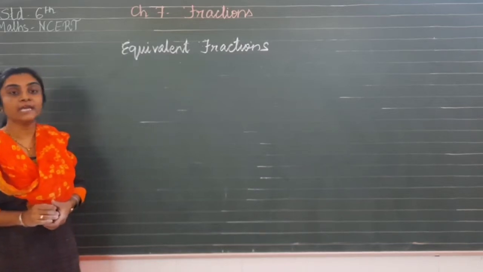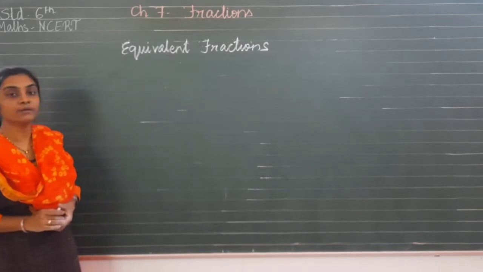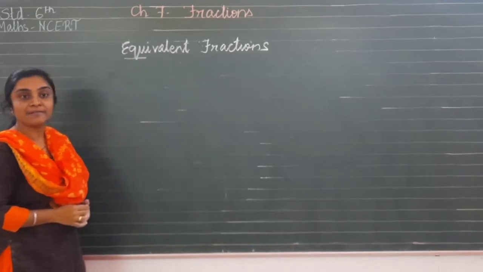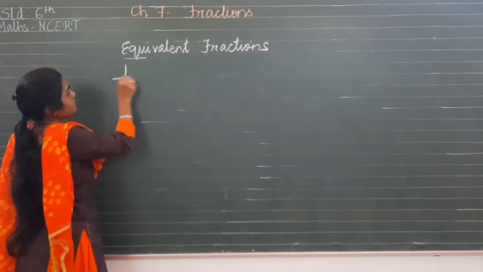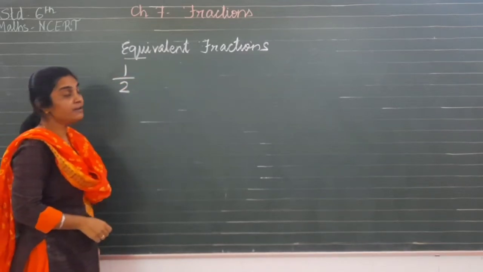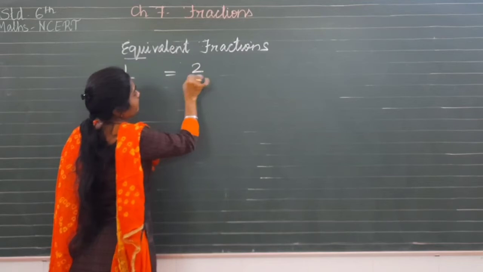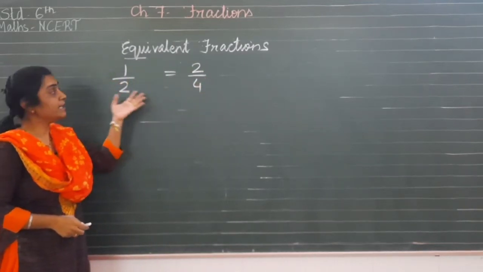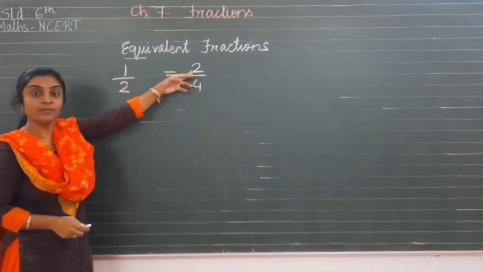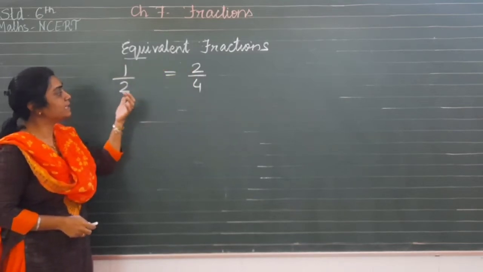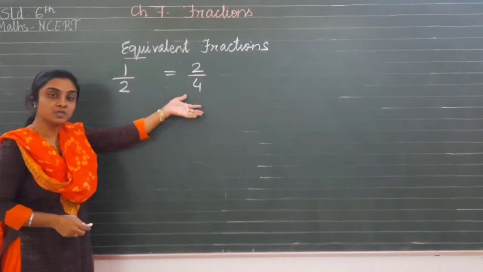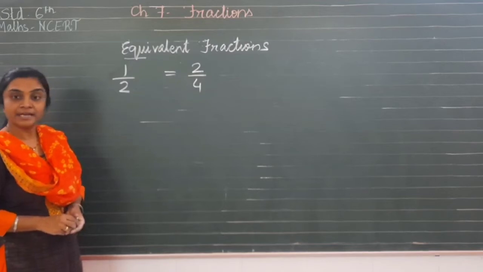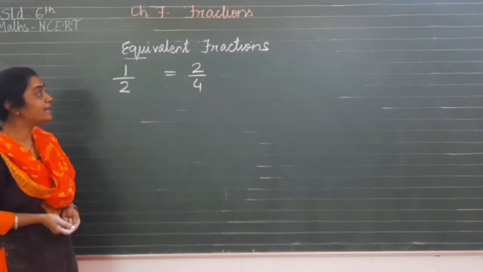Now let us see equivalent fractions. What is the meaning of equivalent fraction? By the word equi we mean equal fraction. Let us have a look at the example. 1 upon 2 is a fraction. Now 2 upon 4. Here they are equal, but 1 and 2, the numerators, are not the same. Similarly the denominators, 2 and 4, are also not the same, but still it is called an equivalent fraction. Now let us see how it is called an equivalent fraction.